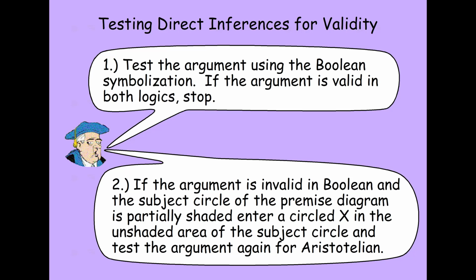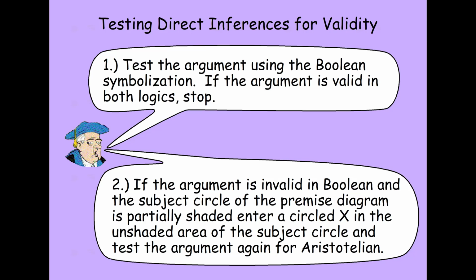Then I'll check my diagrams again. Here's what I need to make my conclusion true. Here's in my premise diagram the way the world has to be when my premises are true. Does making my premises true give me everything I need to make my conclusion true? If it does, the argument is valid. If it doesn't, the argument is invalid.